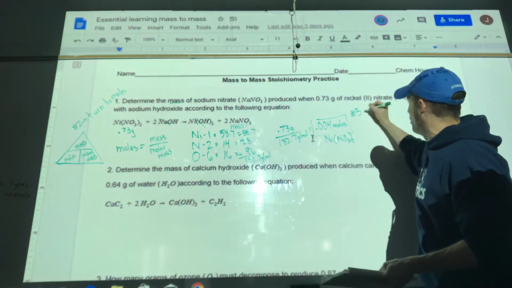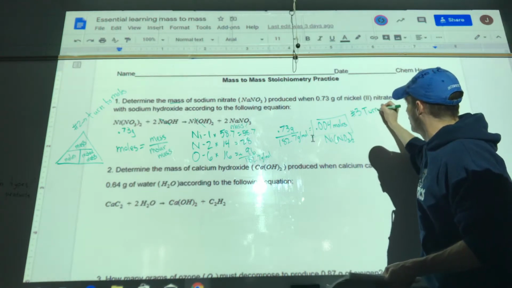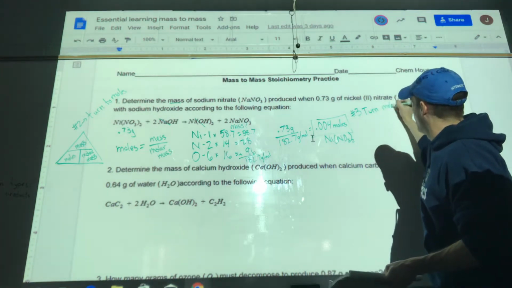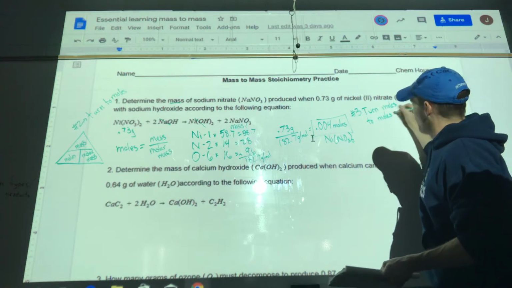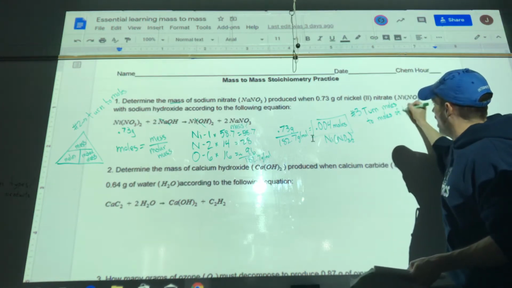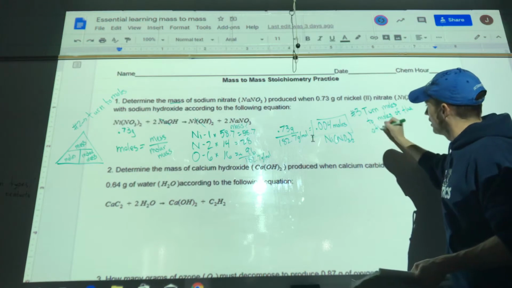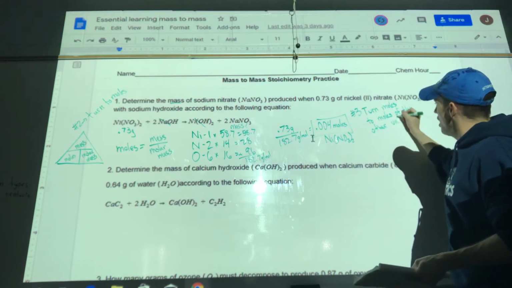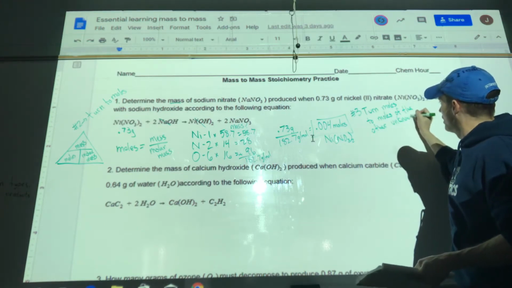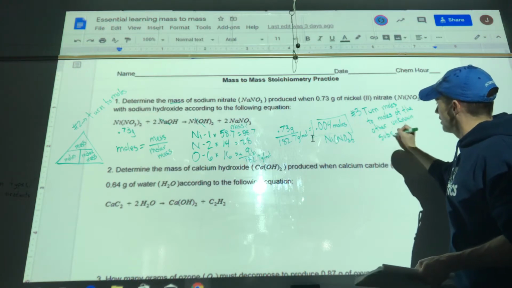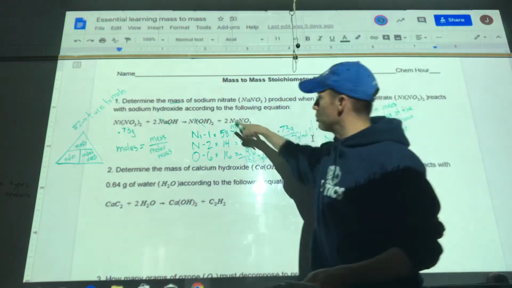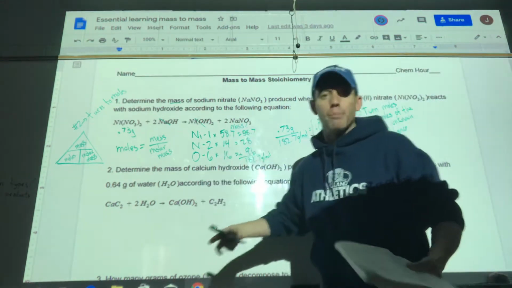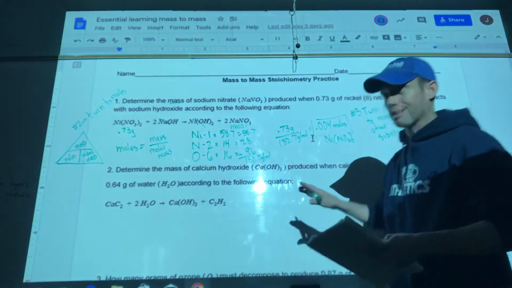So we got to turn moles to moles. And I'm going to add to this, of the other unknown substance. All right, I call this one here the unknown substance because there's something unknown about it. We don't know how much mass there is. We call it the unknown.